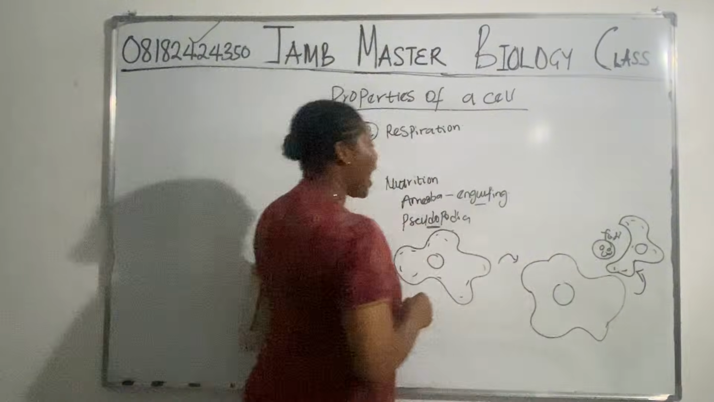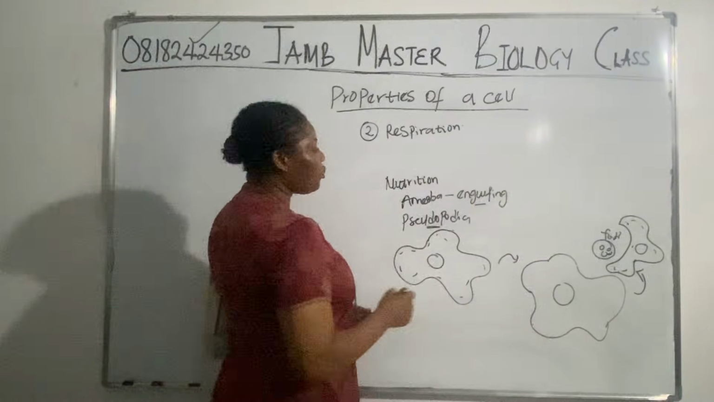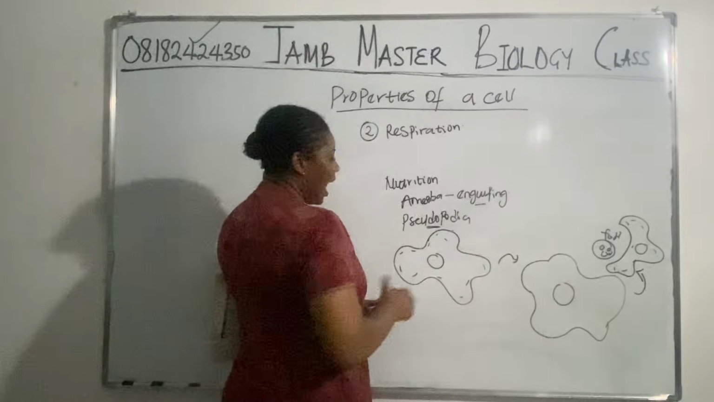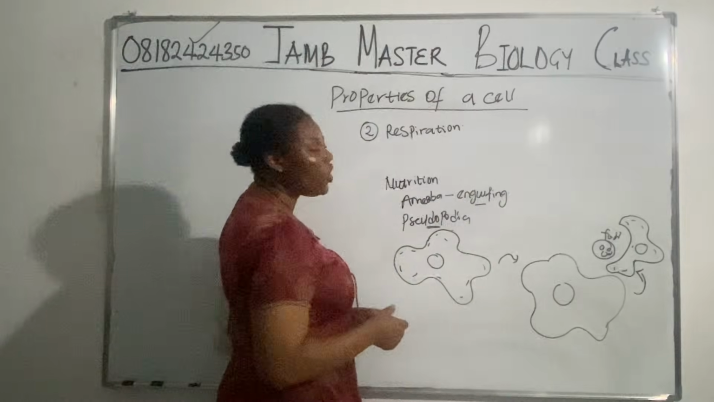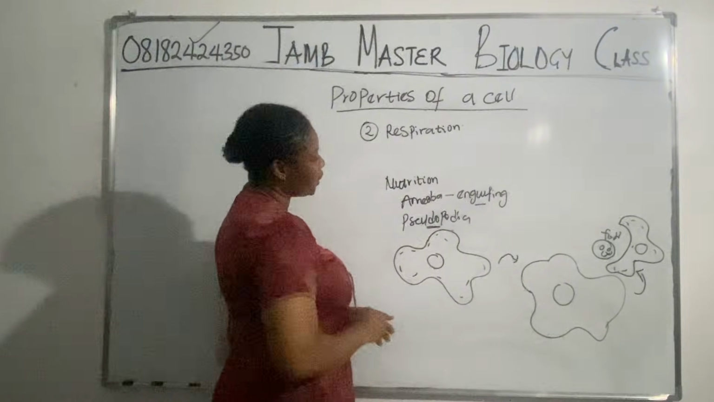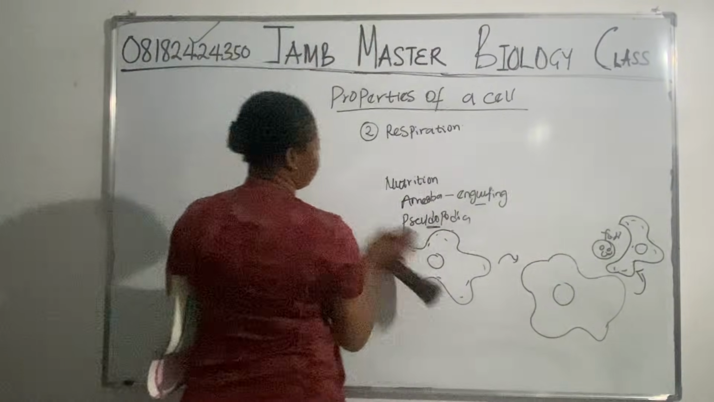Engulf this food. So amoeba feeds by what? Engulfing. Note, amoeba feeds by what? Engulfing. And it moves through the help of its what? Pseudopodia. So you can call it a pseudopodia movement. So note. Then let's talk about paramecium.